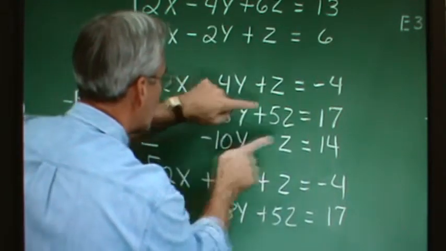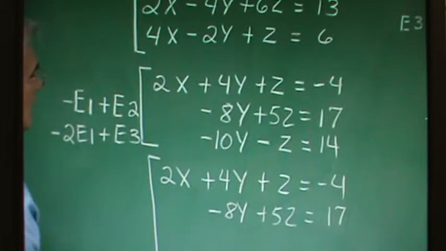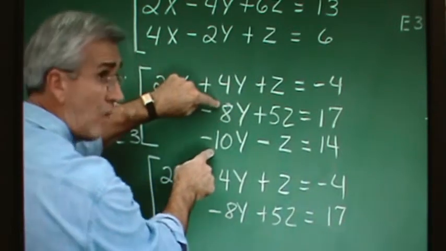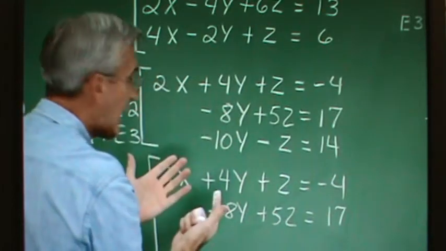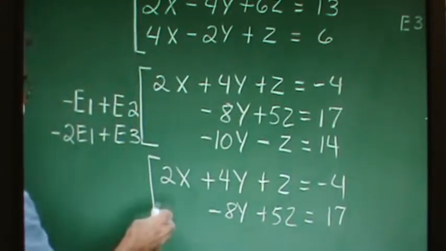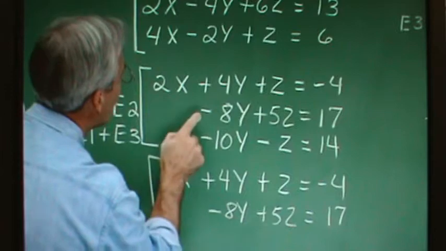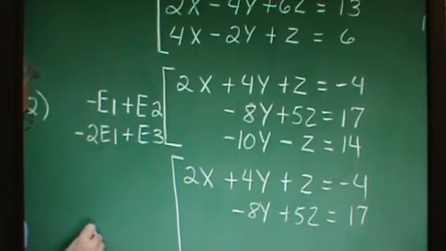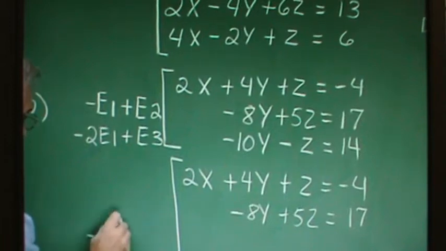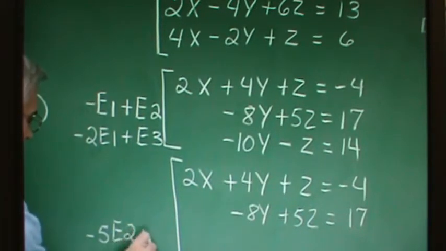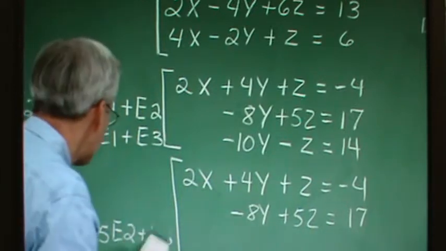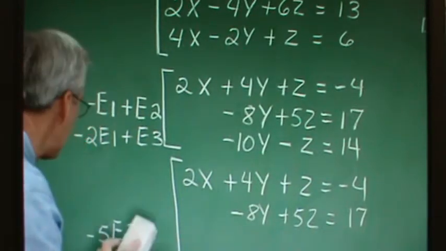Maybe not for this first one, but maybe for the second or third one. But at any rate, let's see. I need to multiply here by 5 and here by 4, and I need to accomplish a sign change at the same time. So if I multiply here by 5, I'll make it negative 5. Negative 5 times equation 2 plus equation 3, wait a second, I have to multiply equation 3. I can't just add it.